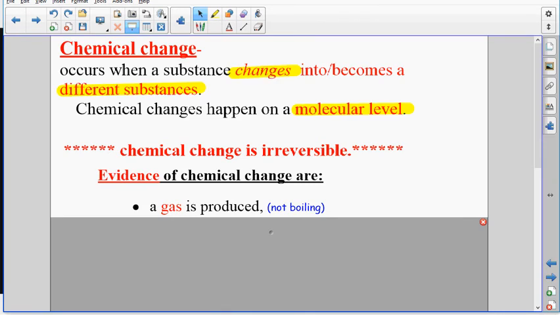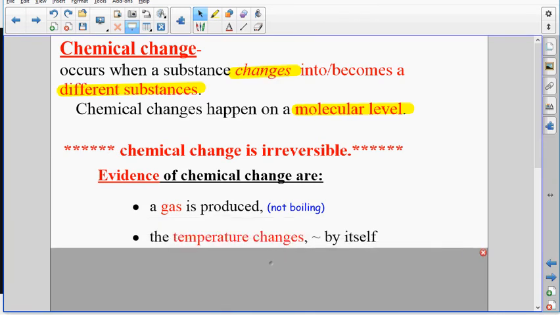All right, another example. The temperature changes by itself. This is where you mix a couple of things together and it gets pretty cold, or you mix a couple of things together and it gets pretty hot. That's a sign of a temperature change. Or even this paper got a lot hotter. I lit it on fire and then I took the flame away and it continued to get hotter on its own, sort of like a campfire continues to get hotter on its own once you light it. That's an example of a temperature change.